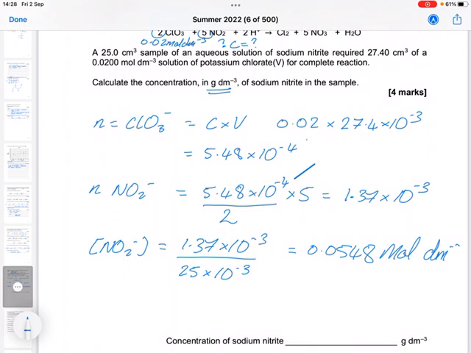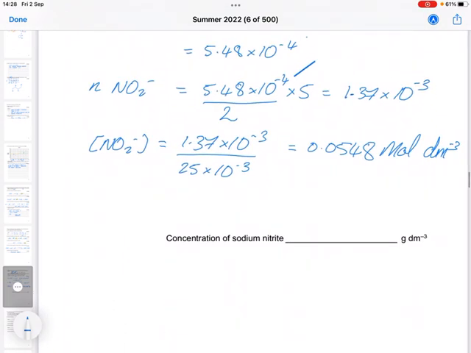Now that's moles per decimetre cubed. And when we go from moles per decimetre cubed to grams per decimetre cubed, I hope you can see that the only thing that's changing here is moles to mass. The per decimetre cubed is the same. So all I need to do here is multiply this by the MR. So the concentration of this then is 0.0548 multiplied by the MR. So 2 16s plus 14, that's 69, which equals, now this is in grams per decimetre cubed, 3.78 grams per decimetre cubed.